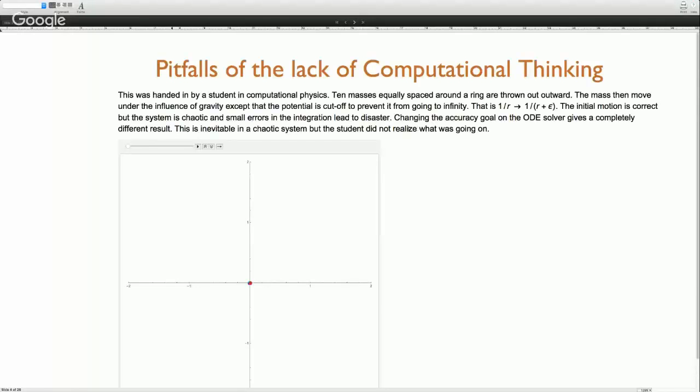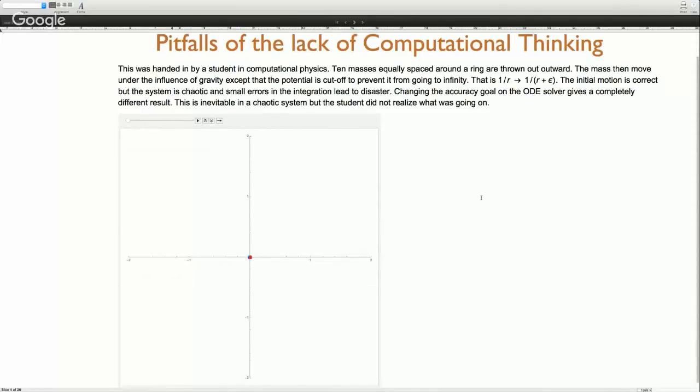So I want to show a cautionary example, and this should format here in a second. Here we go, which I've entitled here "The Pitfalls of Lack of Computational Thinking," and this is a case where a student doing a project on n-body systems under the influence of gravitation has started a set of bodies at the center, which he's throwing outwards, and you'll see they do exactly what they should do.